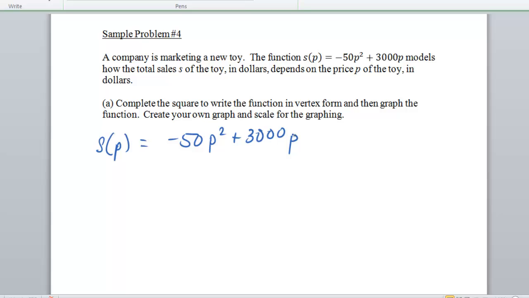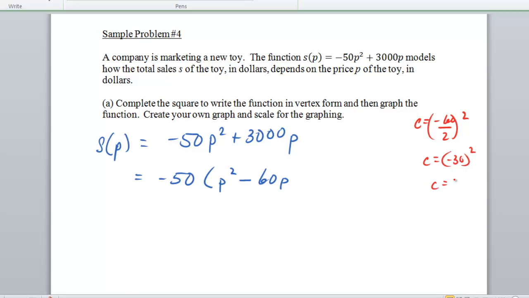Now the first thing we want to do is, in order to complete the square, our leading coefficient has to be equal to 1, which means we really need to factor out the negative 50. Now we have a value here that we can complete the square with. Now this is going to be a little different than what we've seen before. If we complete the square here, I'm just going to take the c value as negative 60 over 2 squared, which gives us negative 30 squared, which is a positive 900.